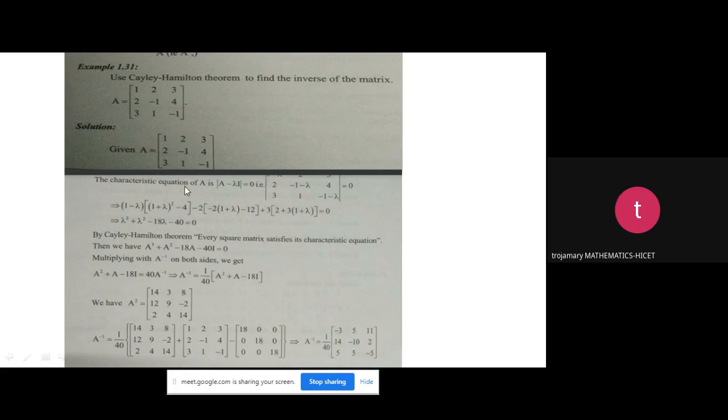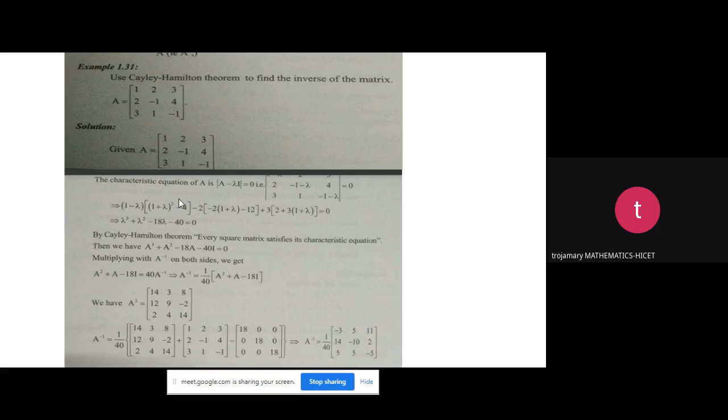Then find the characteristic equation of A. There is no need to find the eigenvalues for the CH theorem. For the CH theorem, you find the characteristic equation. So what is the definition of the CH theorem? Every square matrix satisfies its own characteristic equation.